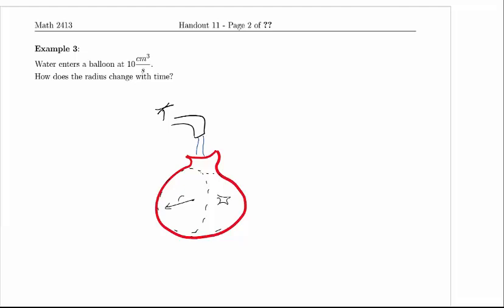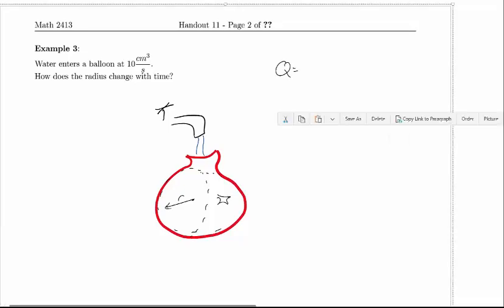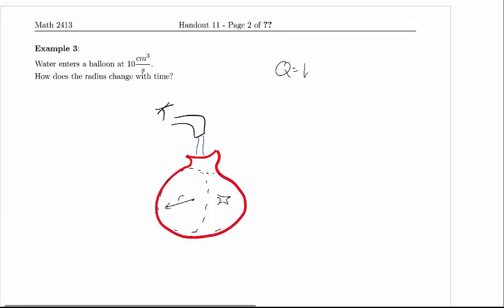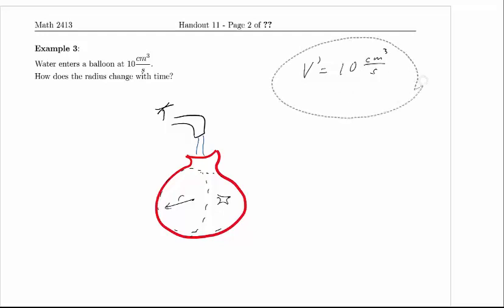So we have a volumetric flow rate. Oftentimes you'll see the letter Q to represent that, but we're just going to use V for volume. But Q does happen a lot. But we don't have V, we've got V prime. We've got the derivative, and so that's 10 cubic centimeters per second. Change in volume per change in time. That's what we have right there.